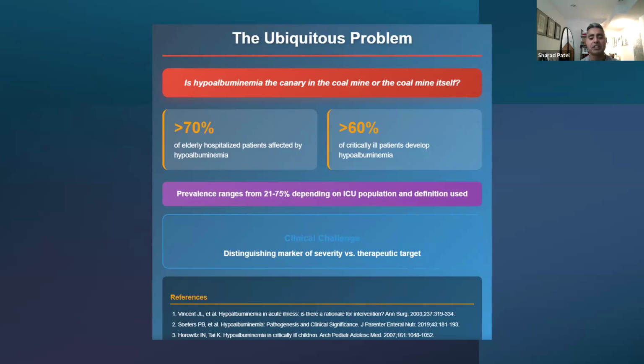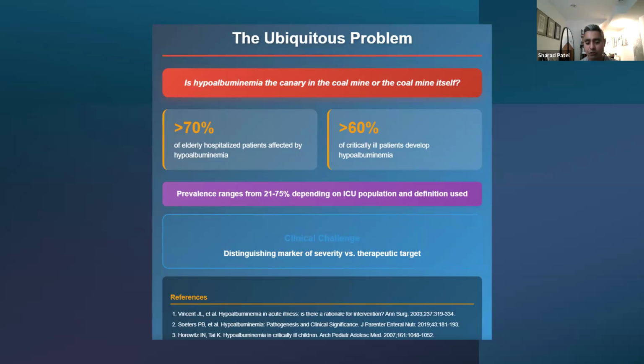I think we're really just starting to understand a little bit more as we understand some of the more pleiotropic, the additional effects of albumin beyond just oncotic pressures. So when you look at hypoalbuminemia in the critically ill, greater than 70% of elderly hospitalized patients are hypoalbuminemic. Greater than 60% of the critically ill develop hypoalbuminemia. So if they came in with an albumin of 3.2 and they develop sepsis, septic shock, they have chronic wounds, nutrition is not great, they over time may develop hypoalbuminemia as well. So the prevalence range is wide.